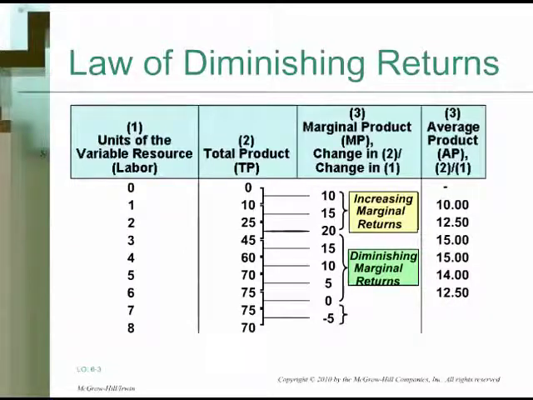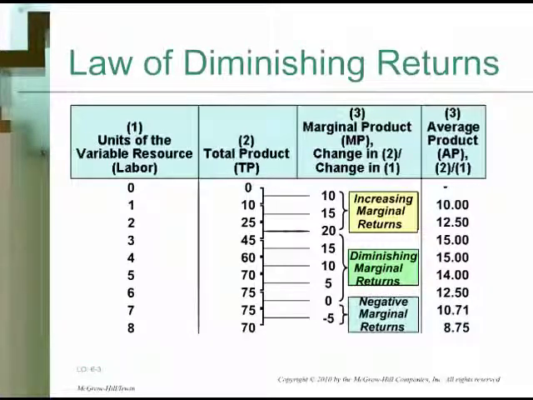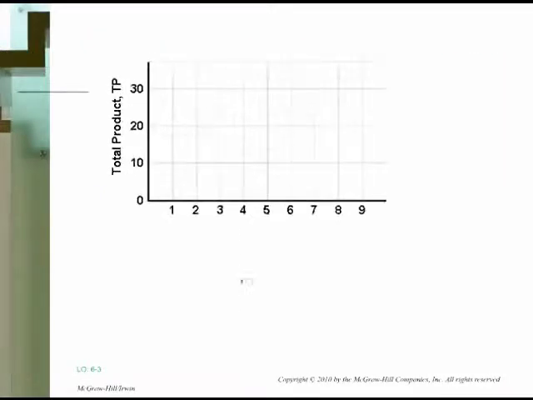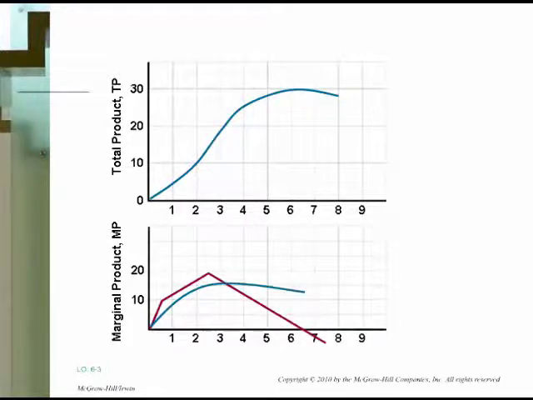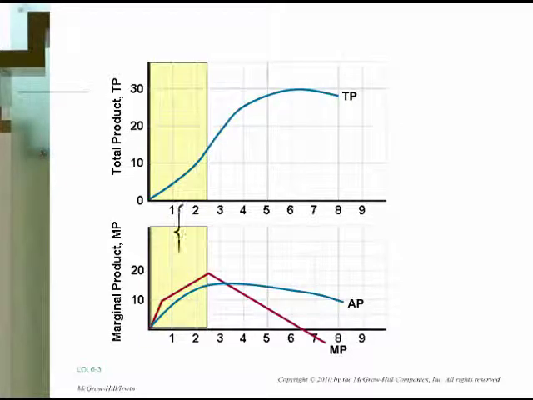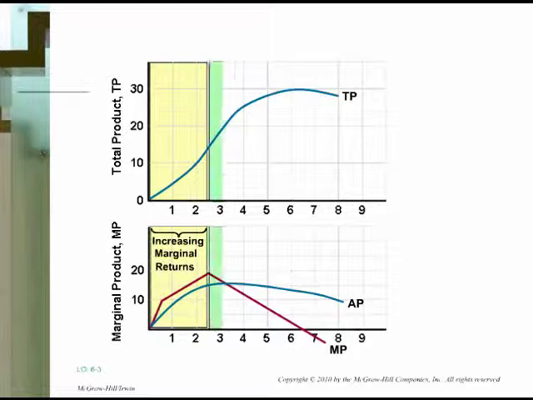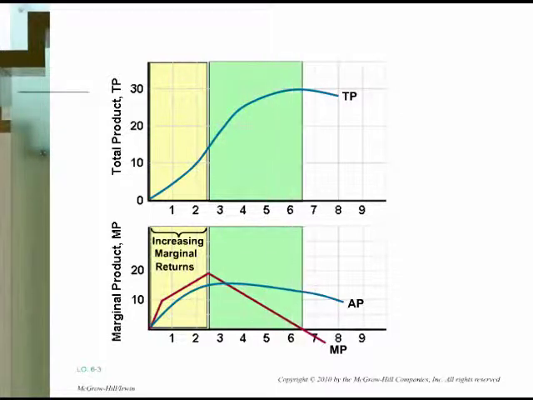Note that when marginal product is higher than average product, average product is rising. When marginal product falls below average product, average product declines. Let's plot these on the graph. The upper graph shows total product that is rising until marginal returns are negative, when labor input is greater than 7. The lower graph shows marginal and average product. Note that because average product rises when marginal product is above average product and falls when marginal product is below average product, the marginal product curve intersects the average product curve at its maximum.